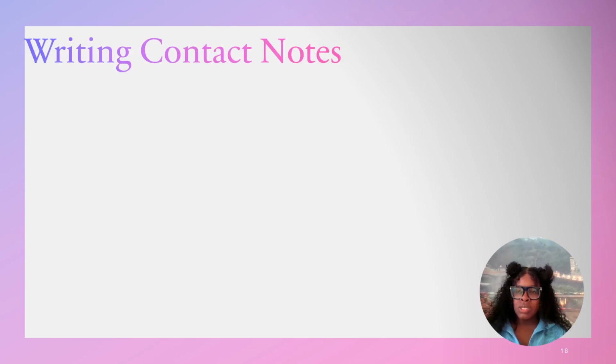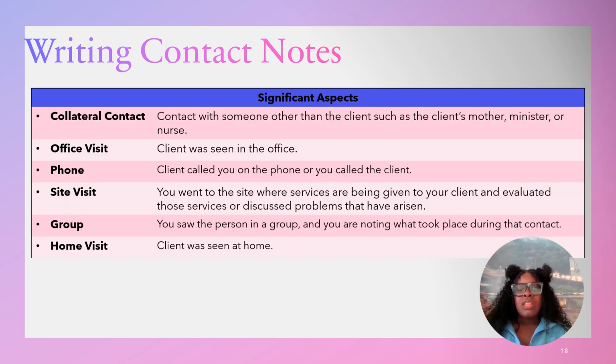All right, now that we know what should and should not be included in our notes, let's talk about some of the different types of notes. We're going to start off with contact notes. When we document or write our contact notes, we must label how we interacted with our client. These interactions can be through collateral contact, or contact with someone other than the client, such as the client's mother, minister, or a nurse. An office visit, where the client was seen in the office.